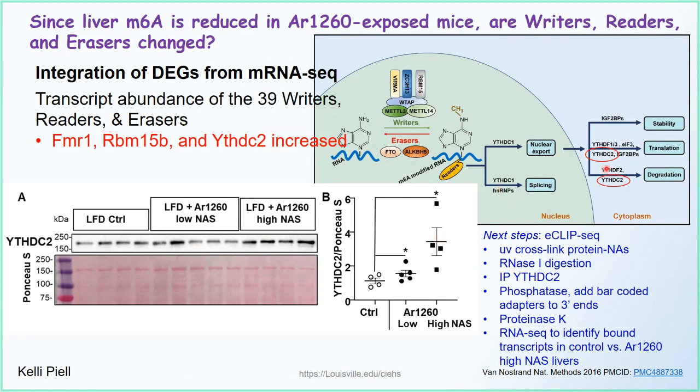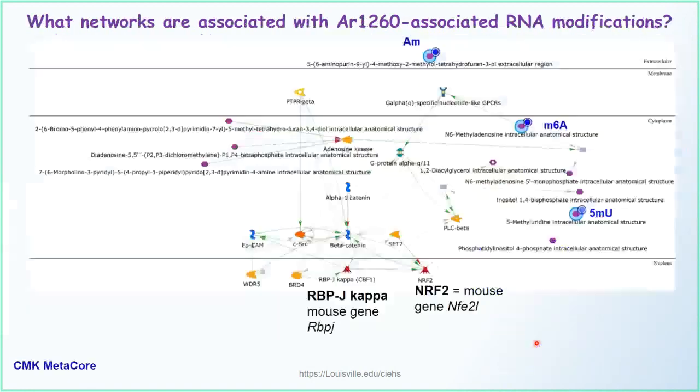So next steps. Well, okay, so what's YTHDC2 doing? It can do two different things. It can increase translation, or it can be involved in degradation of transcripts. So next step is to do eCLIP. That's where you UV cross-link your protein and your nucleic acids and then do RNA digestion to get rid of most of the RNA. Then you IP for YTHDC2, and then you do some steps, and you ultimately do RNA-seq to identify those RNAs that are actually bound to YTHDC2 in control versus Aroclor high NAS livers.